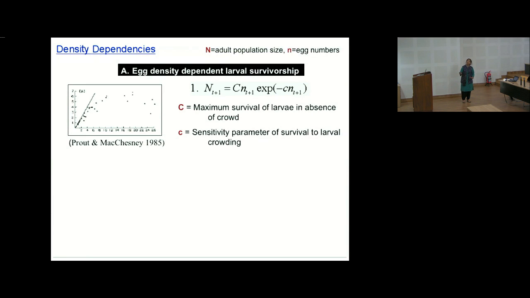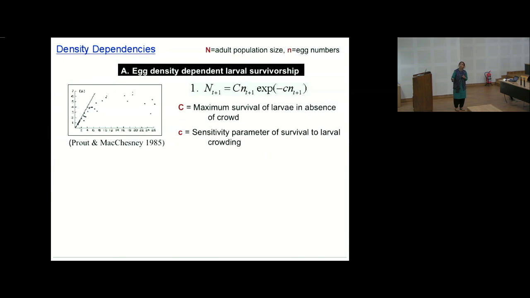So here is one, egg density dependent larval survivorship. What is the experiment that people have done? What they have done is not what I want, but something close to what I want. This was done in '85. The x-axis is the number of eggs. These are one-time experiments, one generation experiments. In one tube you take 2 eggs, in another tube you take 4 eggs, in another tube you take 8 eggs, like that, actually more than that.